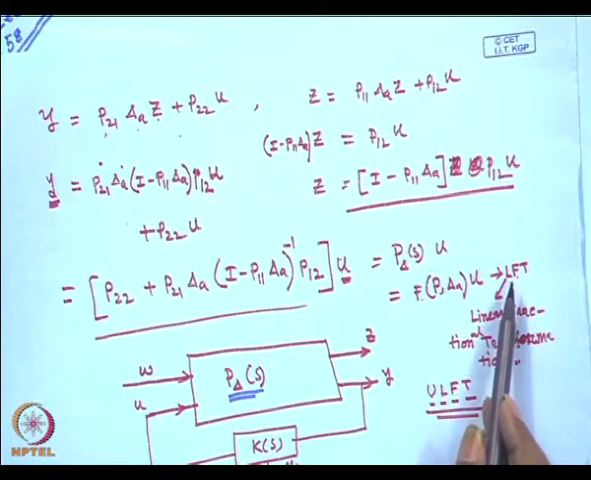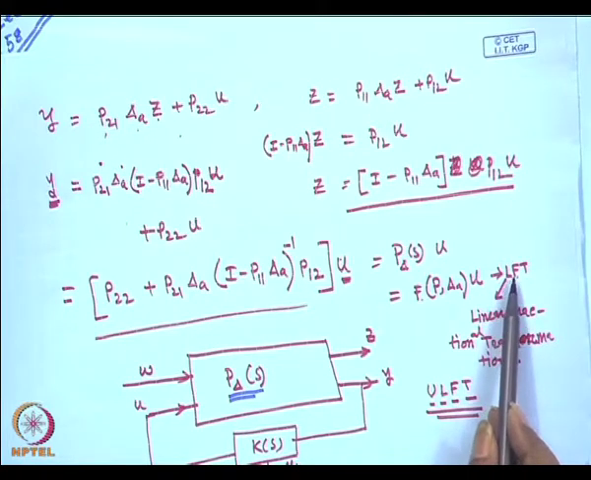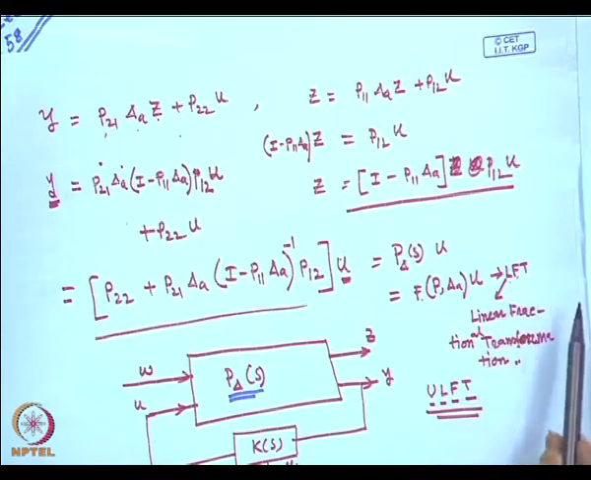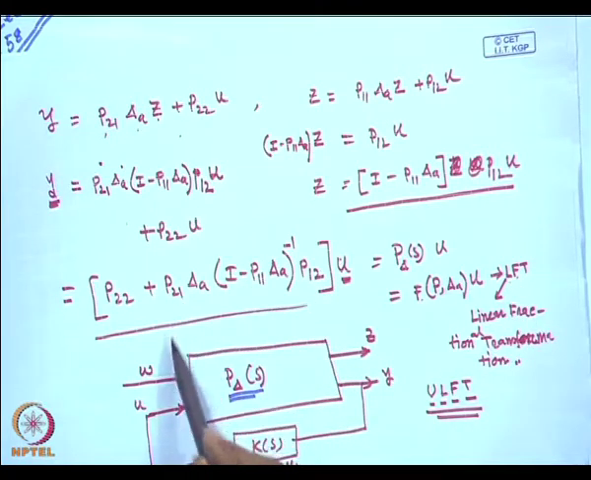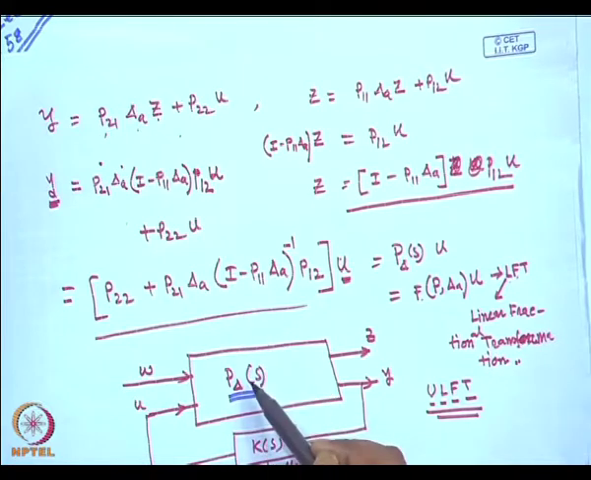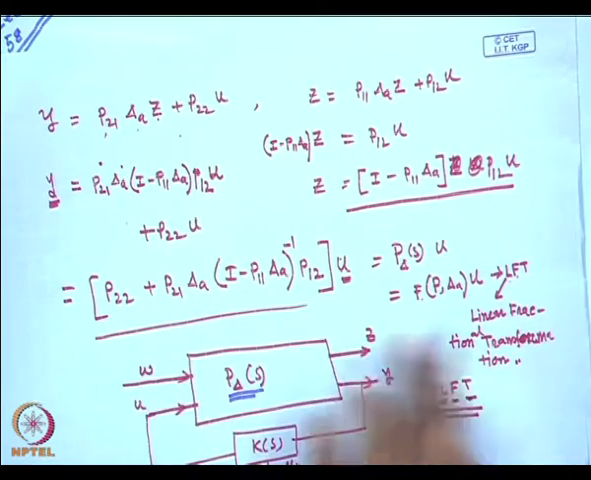So, it is called the linear fractional transformation, LFT. Since the upper block is merged into the P block, it is called the upper linear fractional transformation, this one.